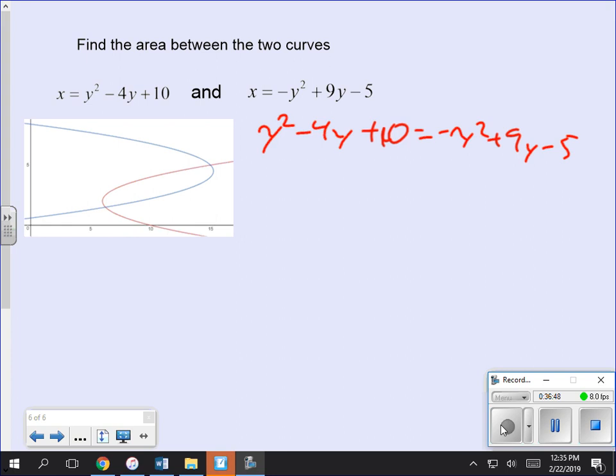Quadratic, set it equal to 0. Add y squared, subtract 9y, and add 5 to both sides. You get 2y squared minus 13y plus 15 is equal to 0. Now, if this is a calculator portion of the AP exam, or this chapter for me, use your solver. Your calculators have solvers on them that will solve that equation for you.